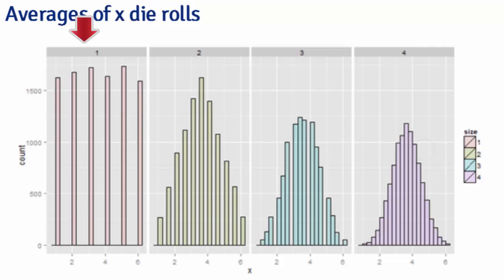The center of mass for this distribution, well, it's 3.5. Well, not exactly, because I haven't simulated infinitely many die rolls, but if I did, it would balance out at 3.5.